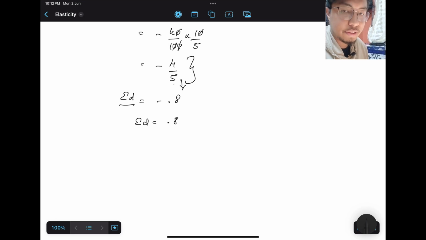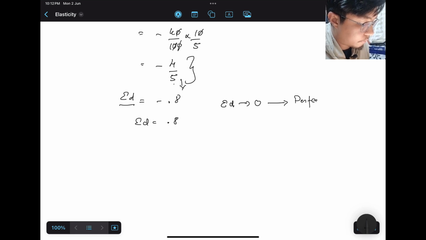So there are different degrees to it. Okay, so it starts all the way from 0 to infinity. Okay, so if your ED value is 0, then we call this a perfectly inelastic demand.